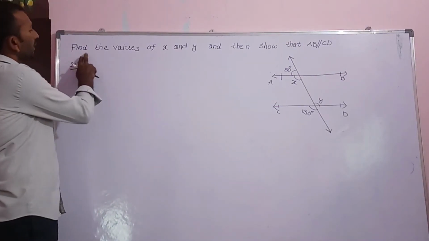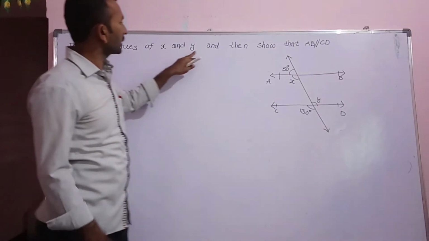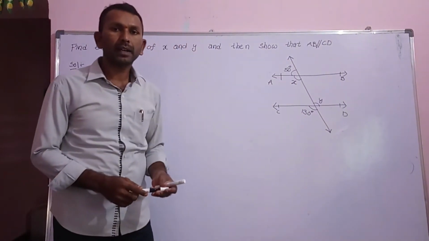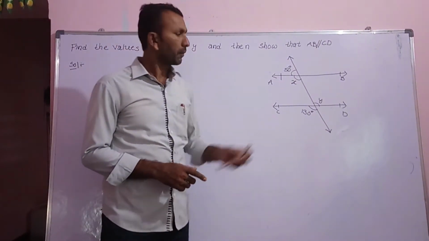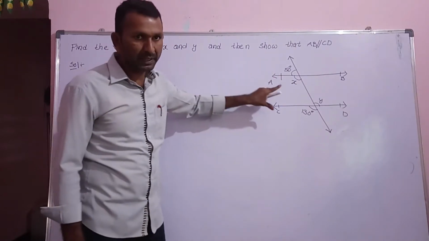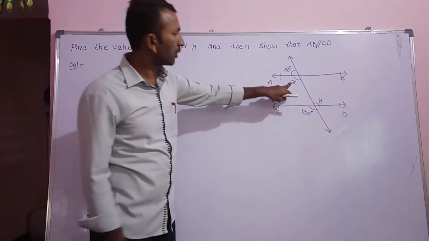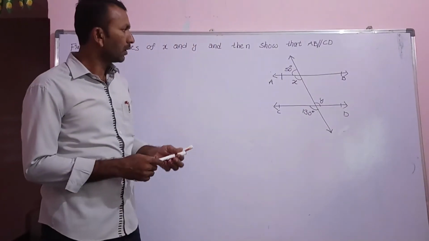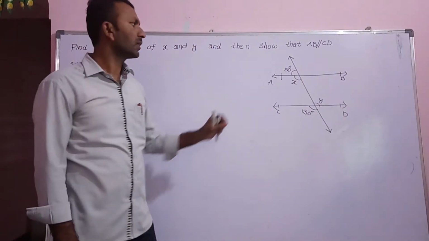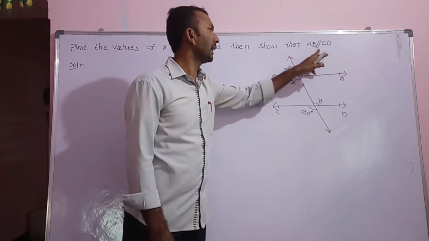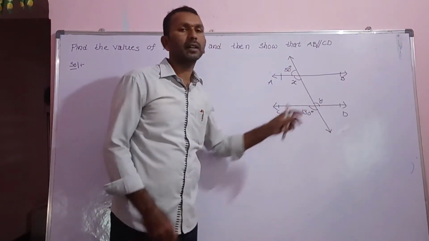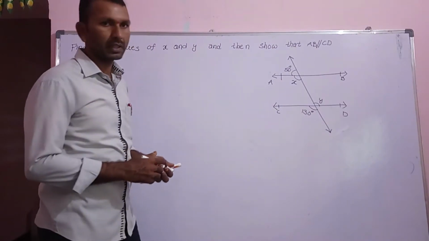The question is: find the values of x and y and then show that AB is parallel to CD. From the figure, we need to find angle x and angle y, and at the same time we need to show that the lines AB and CD are parallel.